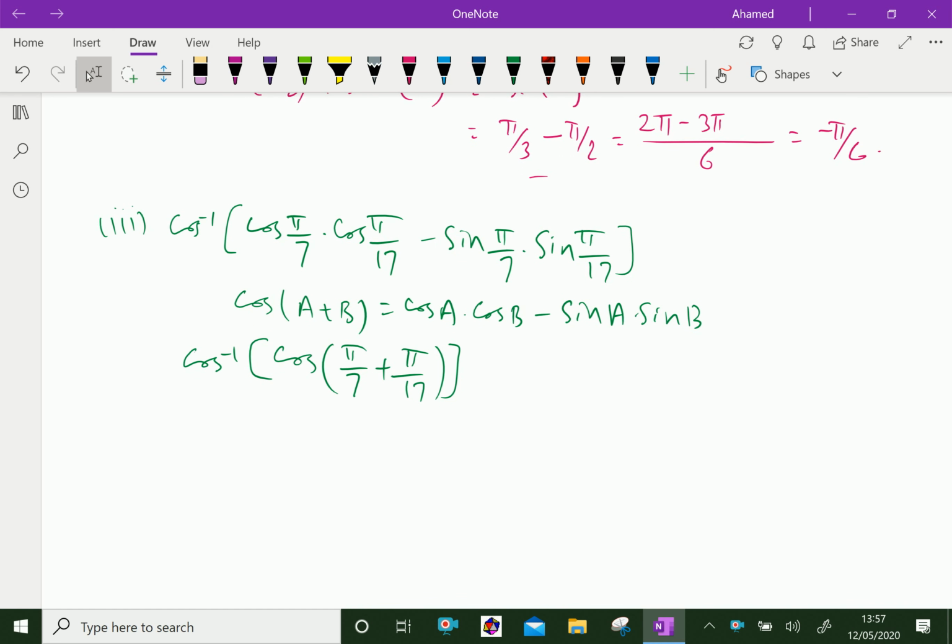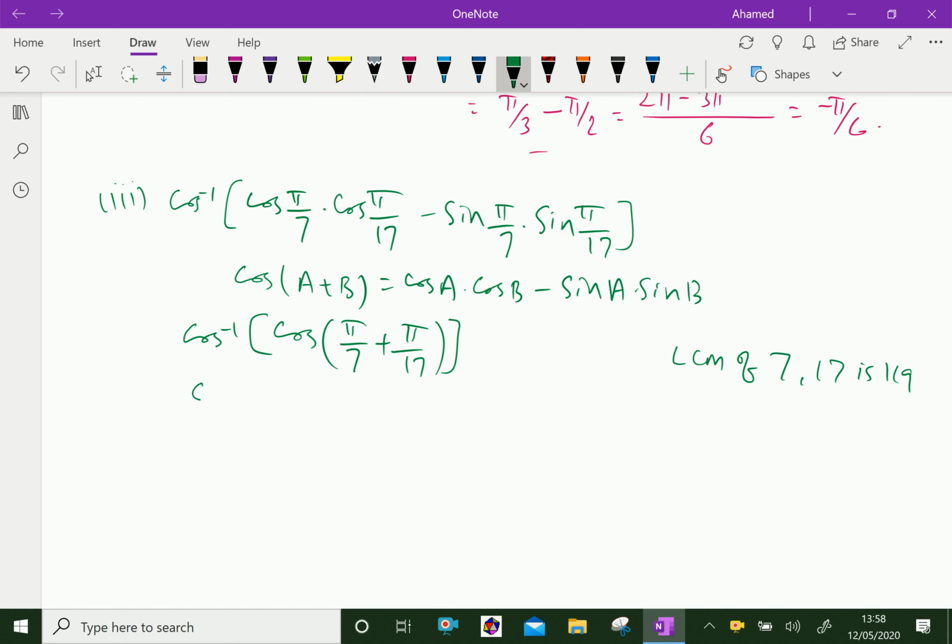Here the LCM of 7 and 17 is 119. Therefore we can say, 119 divided by 7 is 17, and 119 divided by 17 is 7. So it becomes 17 pi plus 7 pi.